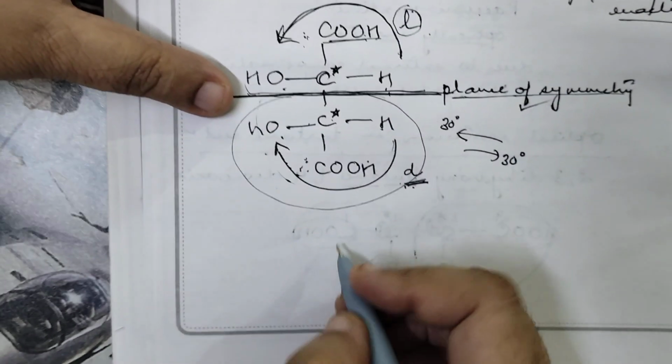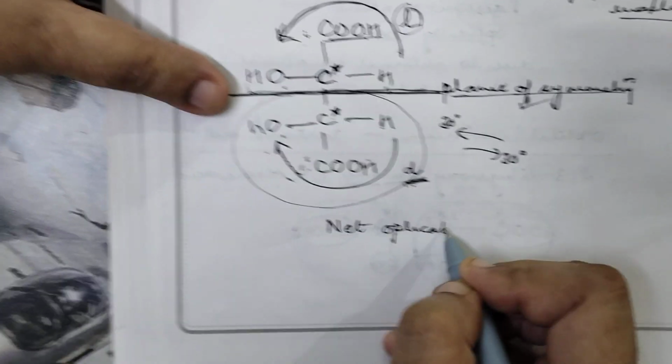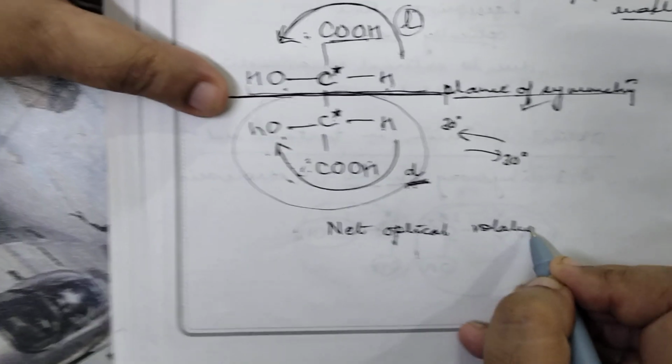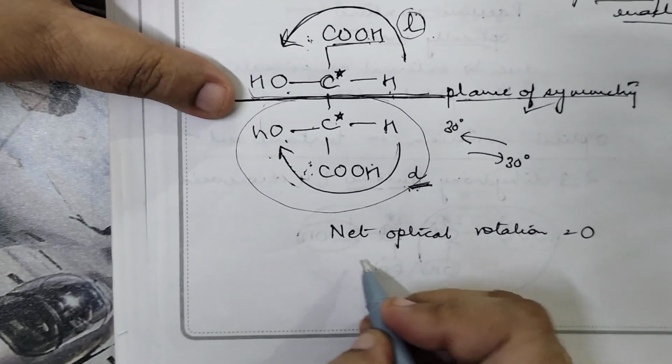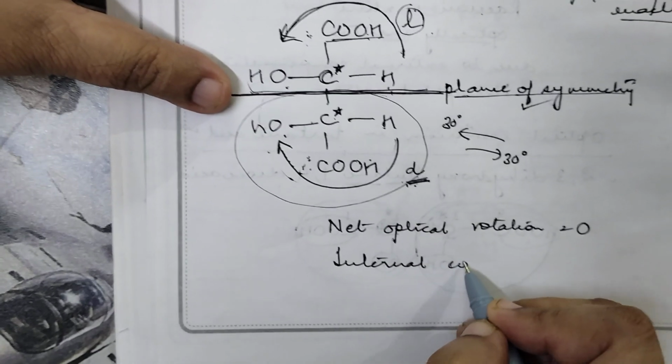Then this will lead to net optical rotation 0, and the reason is said to be internal compensation.